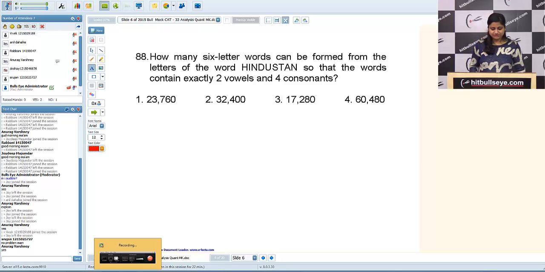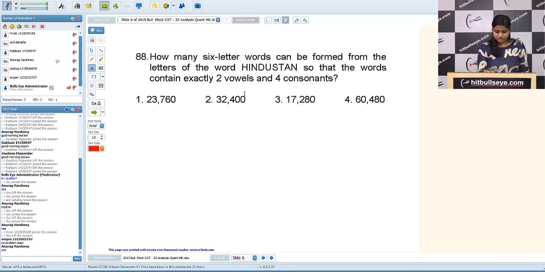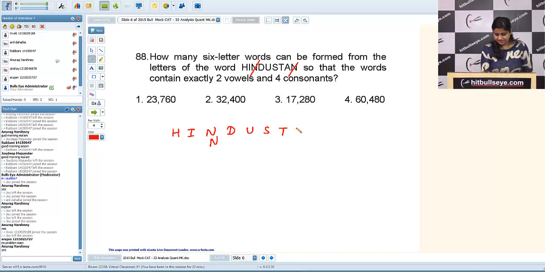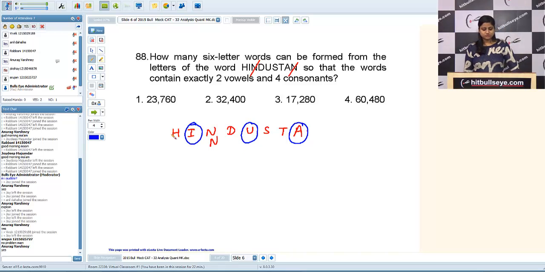Okay, it says how many 6-letter words can be formed from the letters of the word Hindustan so that the words contain exactly 2 vowels and 4 consonants. First of all, in Hindustan, how many letters? H, I, N, then we have 2 N's, D, U, S, T, A. Now, how many vowels are here? They are I, U, A. There are 3 vowels. So, we are left with how many consonants? They are 6, and out of these 6, 2 are identical. Now, we want to take a word which contains exactly 2 vowels and 4 consonants.